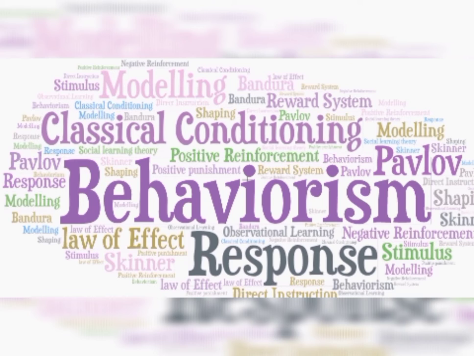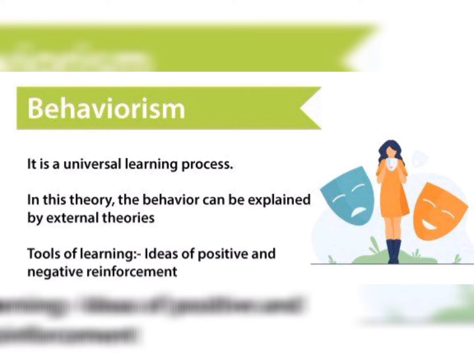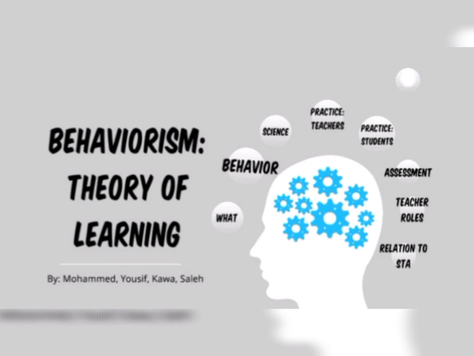So, behaviorism is a universal learning process. In this theory, the behavior can be explained by external stimuli. And the tools of this learning are the ideas of positive and negative reinforcement. Another explanation about behaviorism is it focuses on the idea that all behaviors are learned through interaction with the environment. This learning theory also states that behaviors are learned from the environment and says that innate or inherent factors have very little influence on behavior.